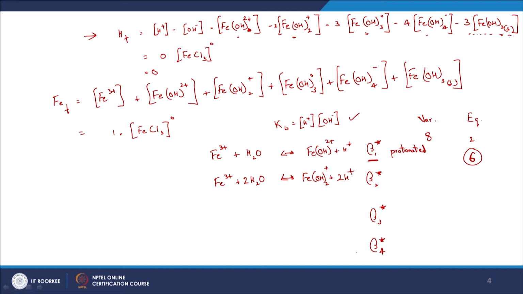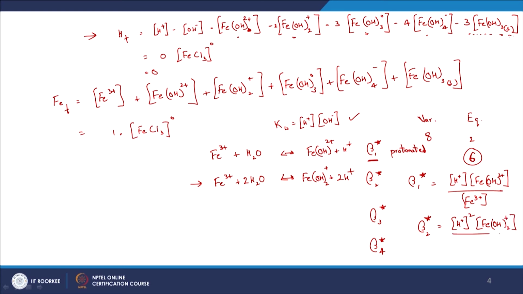Again, Fe3 plus plus direct addition of the protonated ligand would leave me with 2H plus, right? So again, I'm not going to list them for the other equations, but let's just write down what beta 1 star is going to be equal to. That's going to be equal to the concentration of H plus, times the concentration of FeOH 2 plus, divided by Fe 3 plus. Yes, and for beta 2 star, what is it going to be here? It's going to be equal to H plus squared, from this equation obviously, times FeOH twice positive charge, divided by Fe 3 plus.